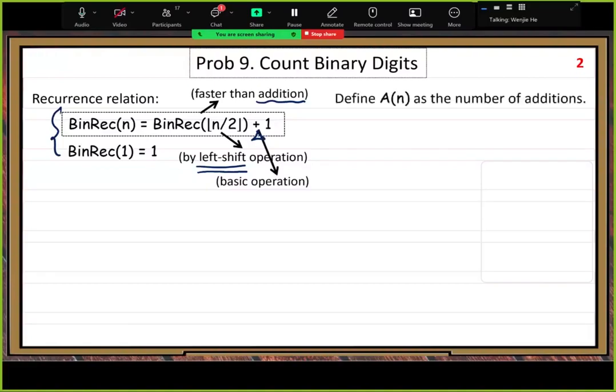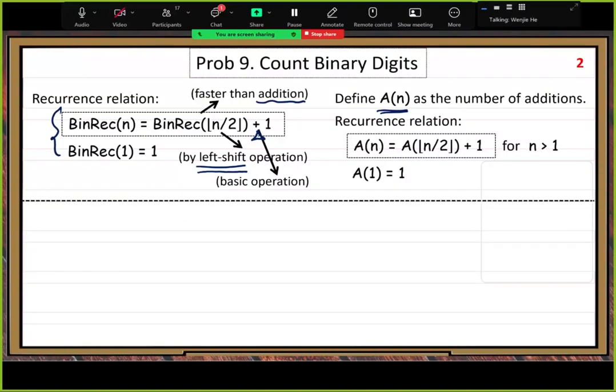All right, so let's define a new, simpler function, capital A of n, as the number of additions. Our goal is to count how many additions we need to do. So we want to derive a recurrence relation using this new function A of n.